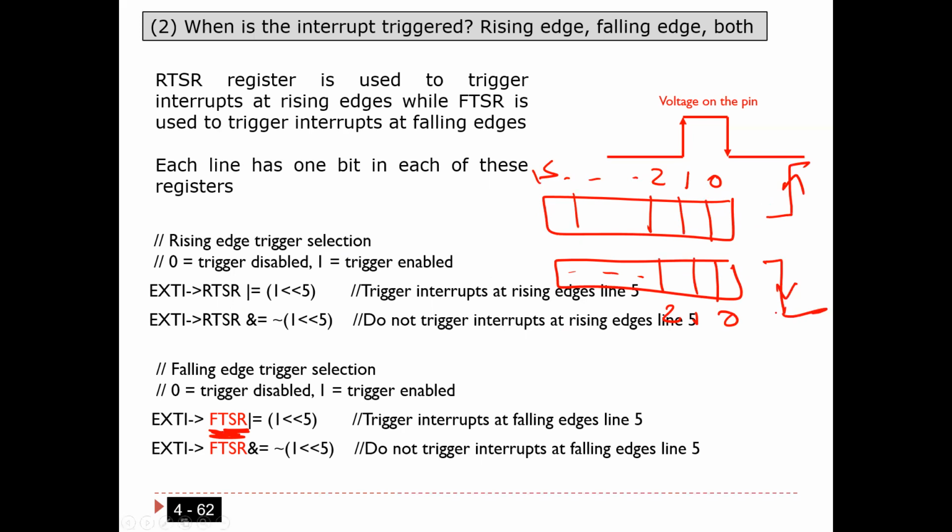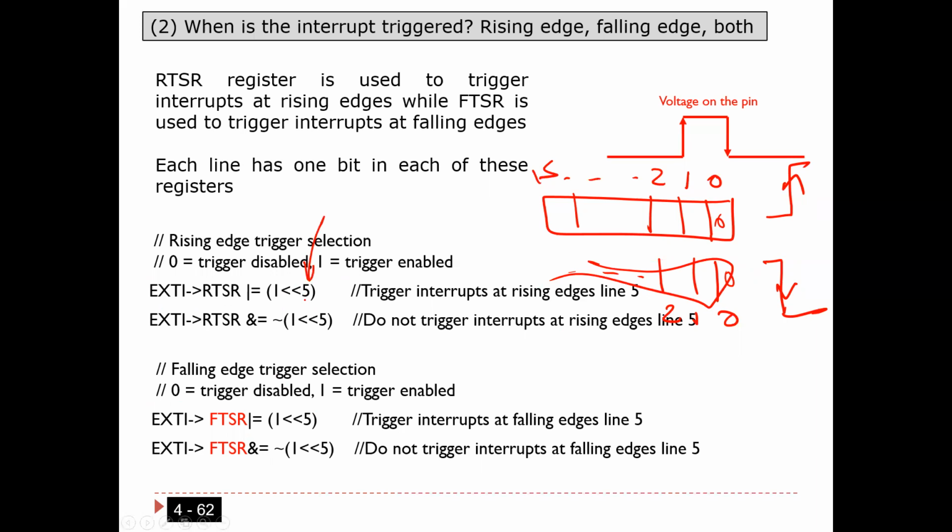Very easy. So here, if I want to select only rising, I am going to put here 1. Here is 0. That's it. If you want to only trigger interrupts at falling, I'm going to put 1 here and 0 here. If you want to trigger both, I'm going to put 0 and 0, as you see here, guys. So if you see here, and here, this is the line number.